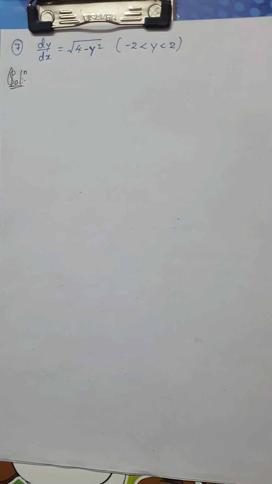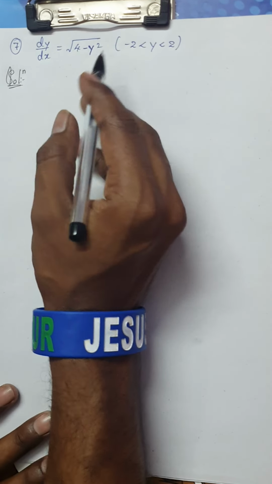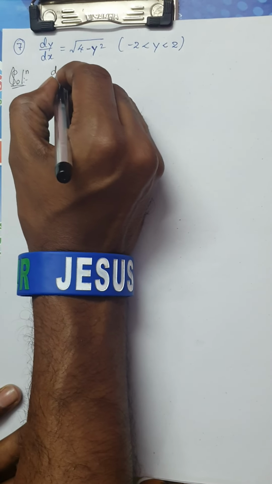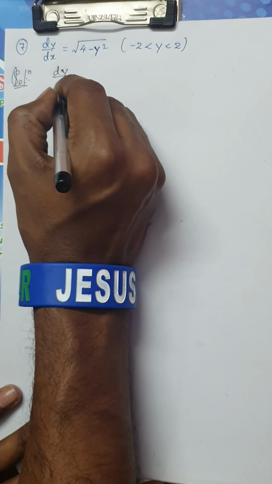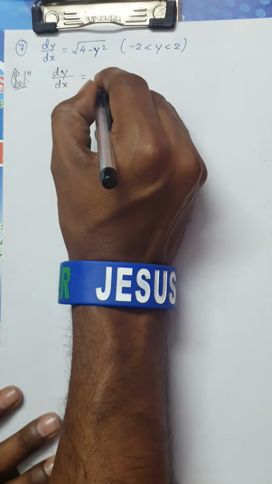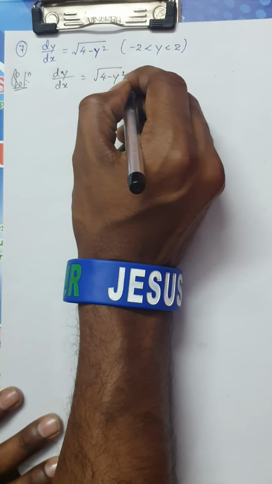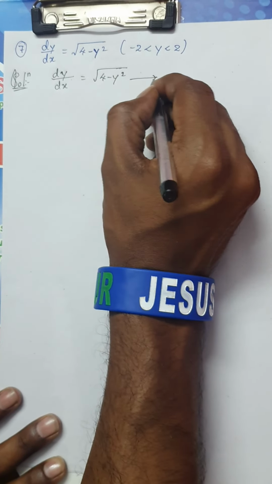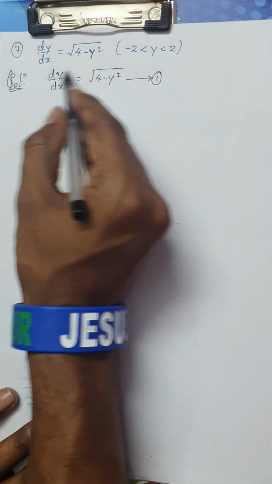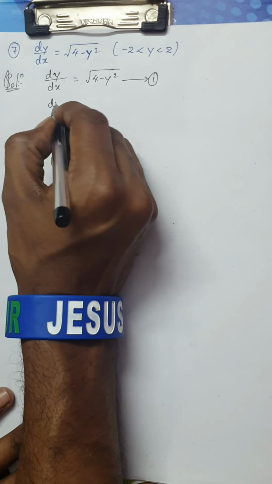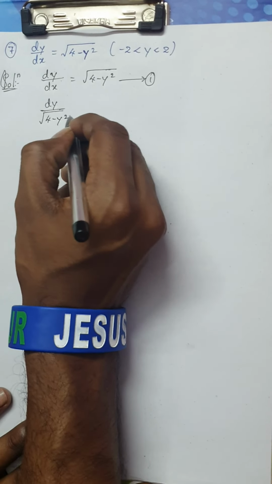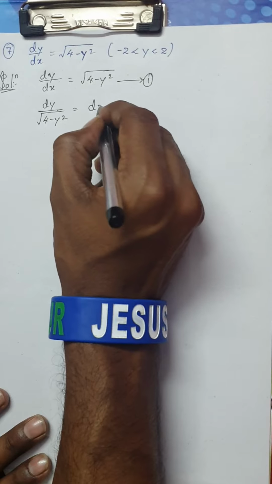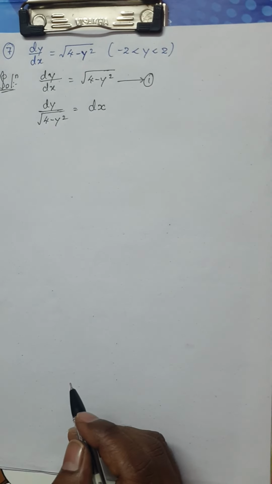The next question we have is dy by dx is equal to root of 4 minus y square. He has given a condition, minus 2 less than y less than 2. So let it be as it is. So dy by dx is equal to root of 4 minus y square, let me take it as equation 1. The term I have is the y term. So dy divided by root of 4 minus y square is nothing but dx. So I've separated the variables.